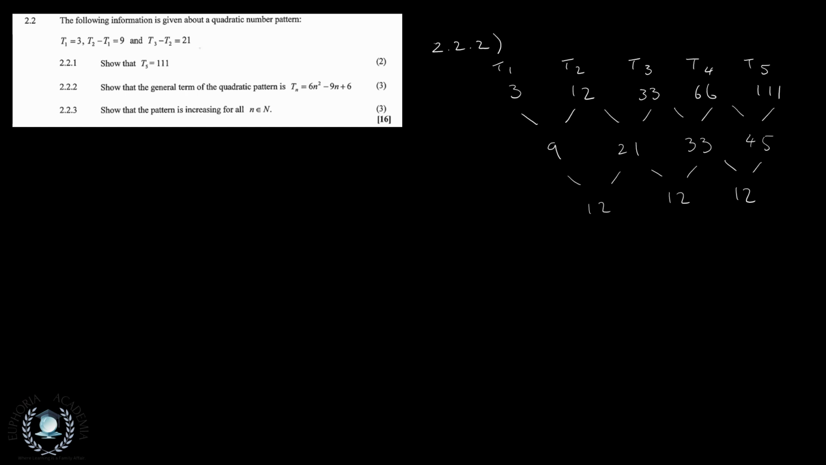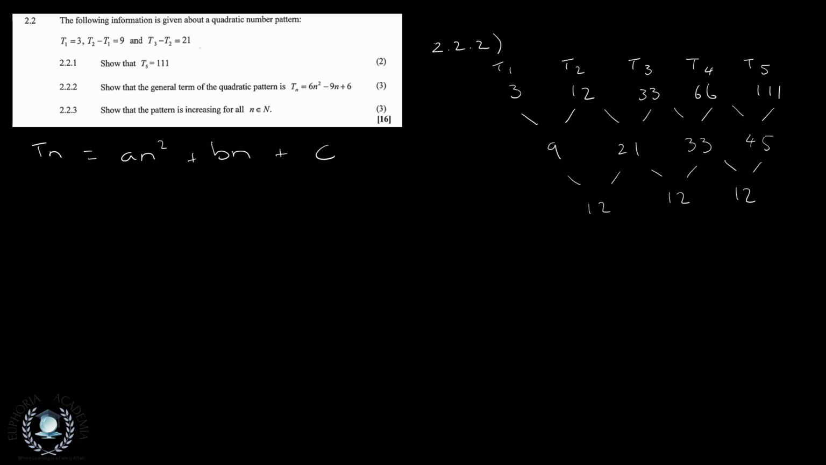For question 2.2.2, we're asked to show that the general term of the quadratic pattern is equal to 6n squared minus 9n plus 6. Now this diagram, I just copied it from what we have from the top, and we just need to figure things out. So we already know that the general form of a quadratic pattern is Tn is equal to an squared plus bn plus c.